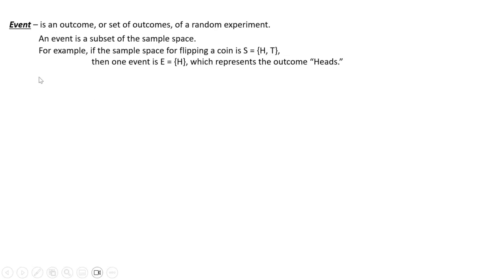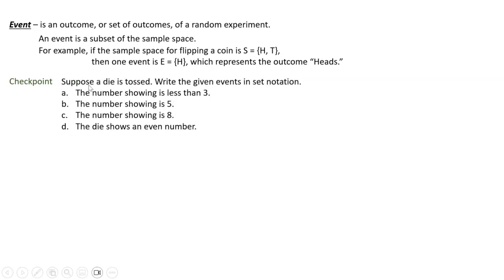Now, an event. An event is an outcome or a set of outcomes of a random experiment. An event is a subset of the sample space. For example, if the sample space for flipping a coin is S equals H or T, then one event can be flipping a heads, which represents the outcome of heads, because H is a subset of the sample space. H is a subset of {H, T}. That's what it means here.